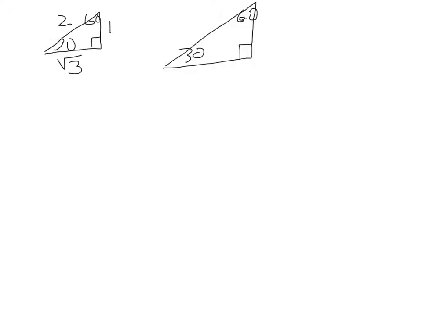If I look at the similar triangle, let's say it's 3 times bigger. So I'll make the smaller side be 3. I'll make the hypotenuse be 6, 3 times 2. And I'll make the longer side be 3 radical 3.